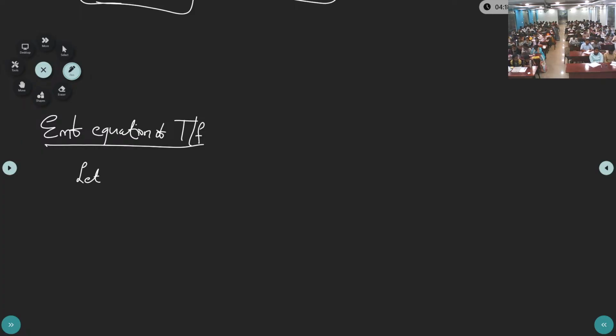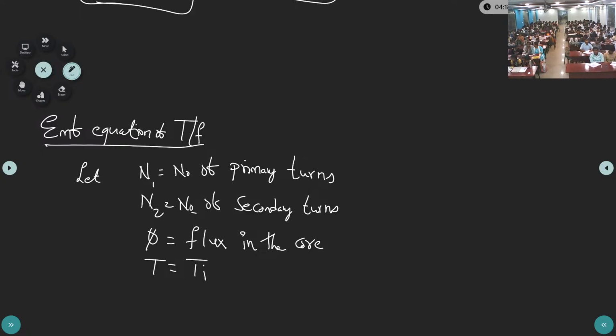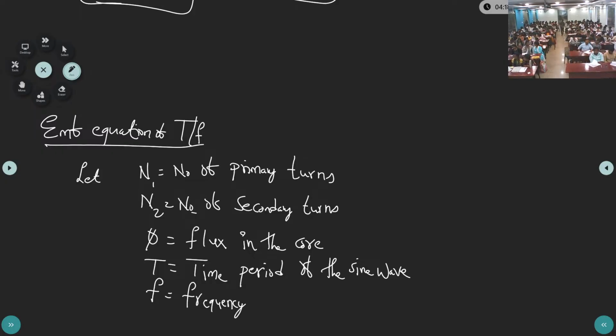Let us assume some nomenclature. Let N1 be the number of primary turns, N2 the number of secondary turns, where φ is nothing but the flux in the core, where T is nothing but the time period of the sine wave, where f is nothing but the frequency of the supply.